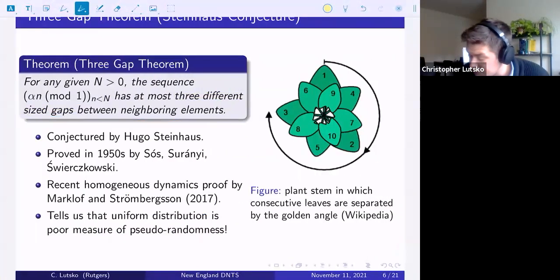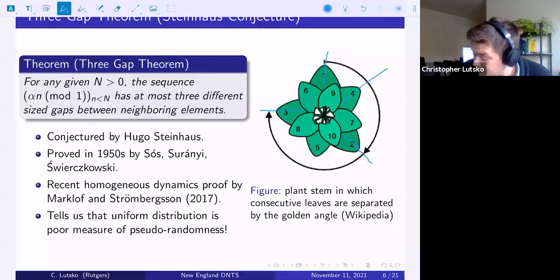Apparently this shows up in nature, when the leaves of a plant grow out with constant angle. So here the leaves or the petals of this flower are growing with the golden angle.